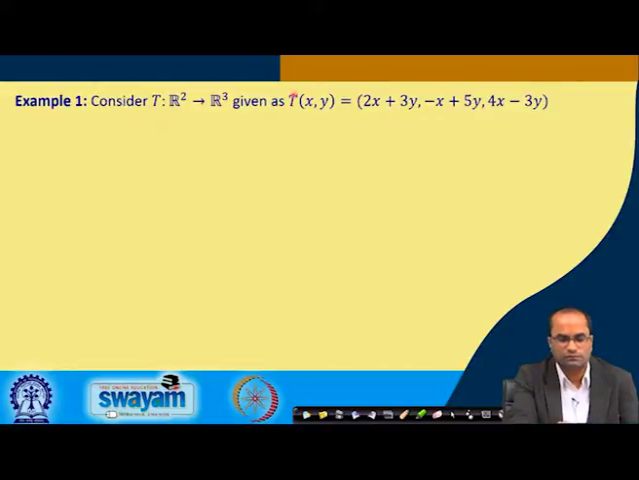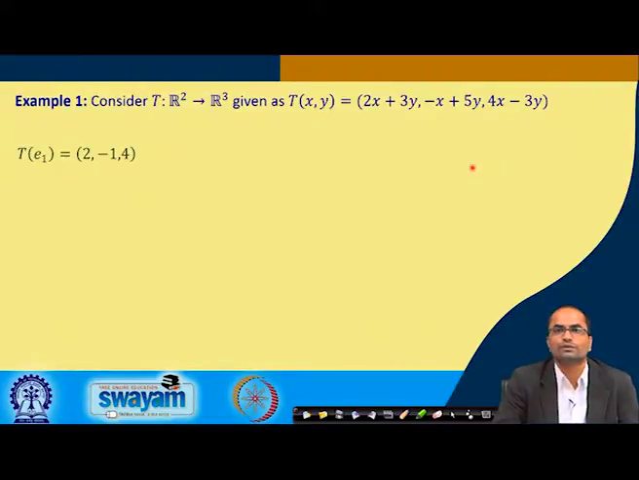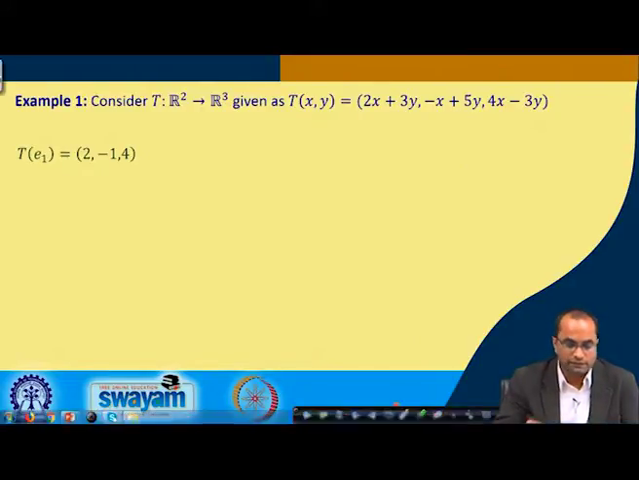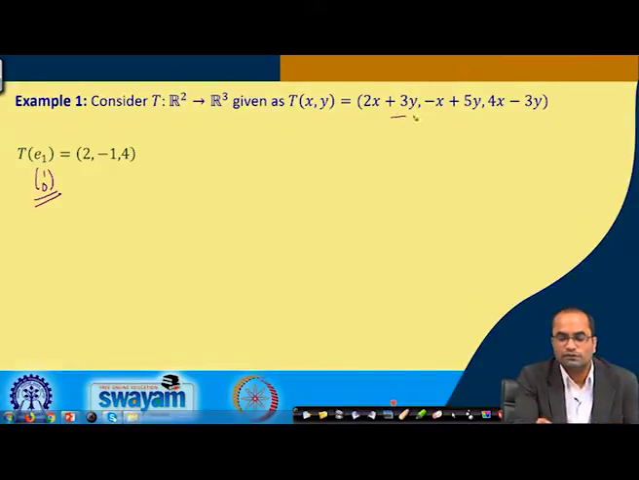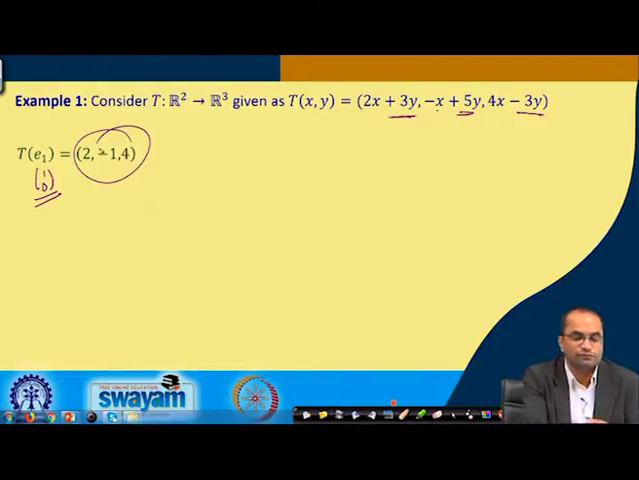This was one example which we have already discussed before. T of x y is given as this, from R 2 to R 3. This is an element from R 2, and then we are getting an element of R 3. Now, how do we get the corresponding matrix A? The idea was that we compute T E 1. E 1 here is nothing but 1 and 0, so y is set to 0, and we will get 2, minus 1, 4.